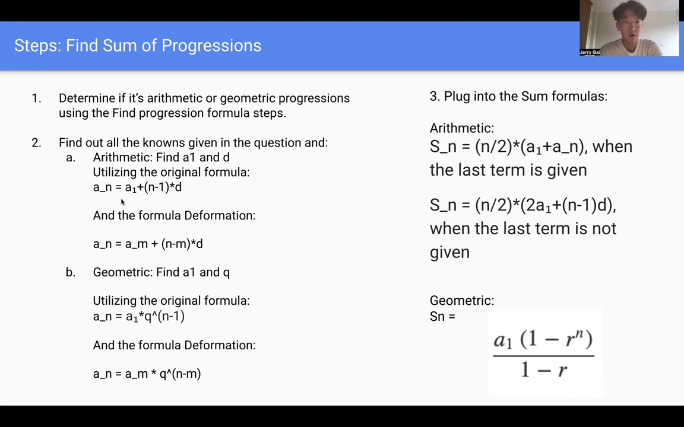One is the original formula, and another is the formula deformation. And same for geometric, you need to find A1 and Q. And also you can use the original formula and the formula deformation to do that. Then after you find all the factors, you can plug them into the sum formulas to find the summation.